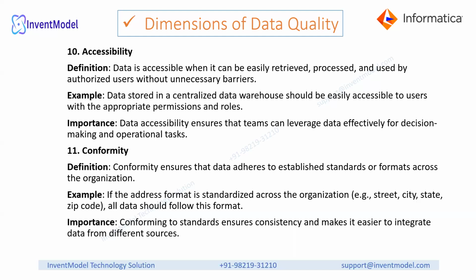So conformity means we are defining some format at the organization level to maintain certain data elements. For phone number, we should follow this format. For address, we should follow this format. For customer name, we should follow this format, right? So that format needs to be maintained in all the projects and all the systems within that organization. That is called conformity. If the address format is standardized, then that must be followed throughout the organization.